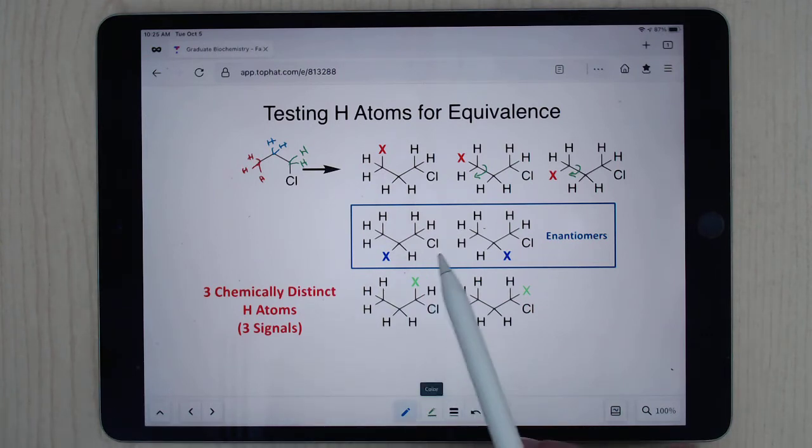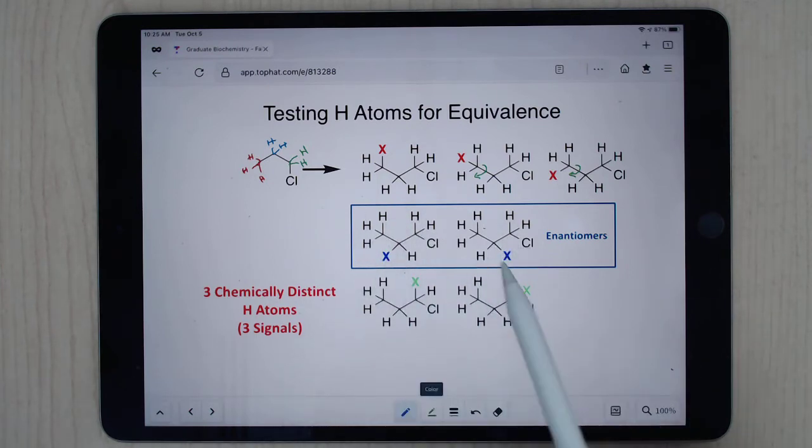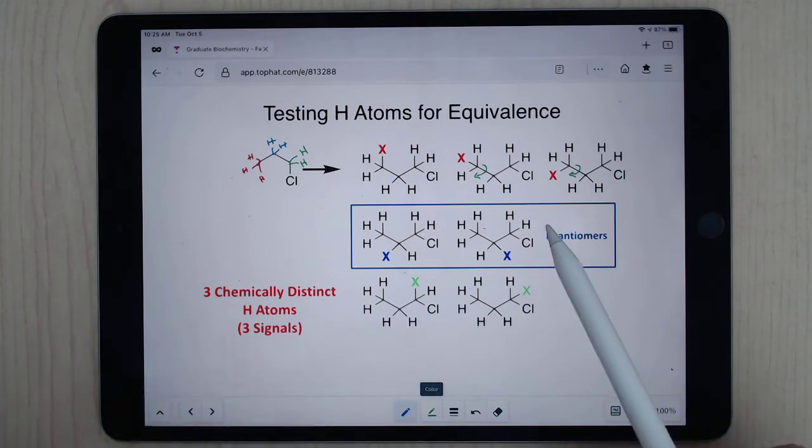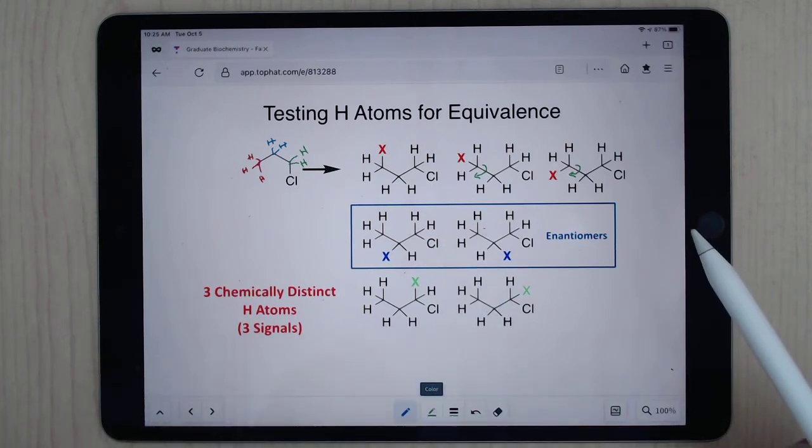Right, so this one would be the S, and this one would be the R, if you wanted to do it like that, something like that. Oh, actually, depending on how you do it, right? One would be the R, one would be the S.